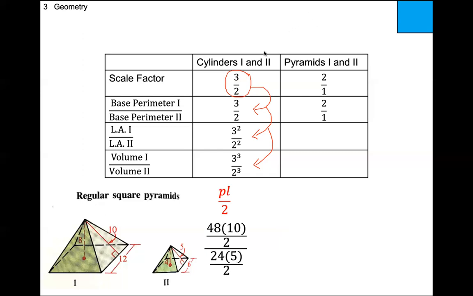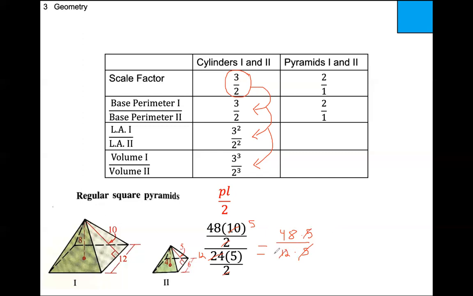A whole bunch of math here. Let's just go through it really quickly. The 2 and the 10 would reduce to a 5. The 2 and the 24 would reduce to a 12. Let's write again what we get. So I get 48 times 5, and there's going to be some more canceling we can do, over 12 times 5. The 5s would cancel, and you'd get 48 over 12, which would reduce.